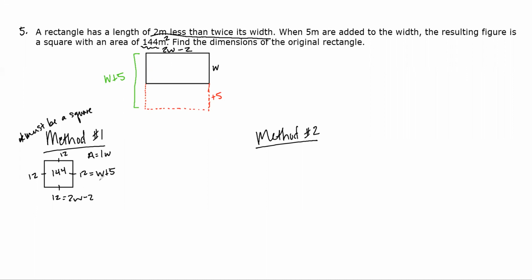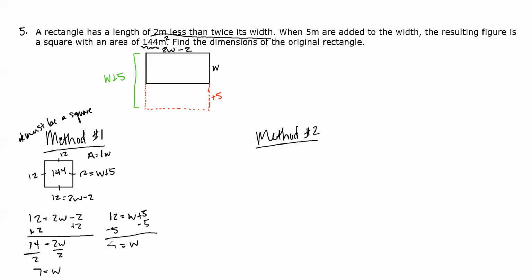Now, W should be the same in either case, and I'll show you that by solving both of them, but you only need to solve one of them. If I solve this one here, if I add the 2, we get 14 equals 2W, divide by 2, and 7 equals W. If we do it with this equation, 12 equals W plus 5, subtract 5, you still get W equals 7. Either way, W is equal to 7. That should be the case.